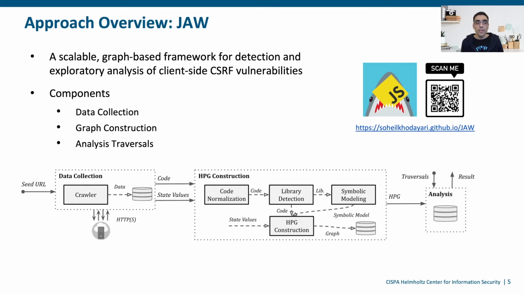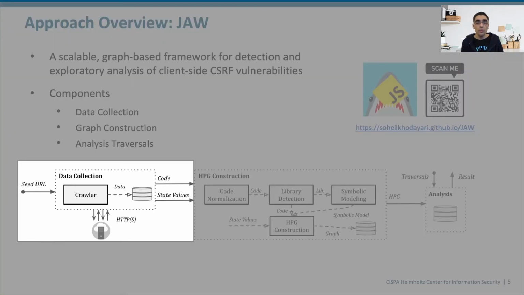At a high level, JAW is comprised of three components: data collection, graph construction, and analysis traversals. At the core of the data collection module is a Chrome-based crawler automated by Selenium that, starting from a single seed URL, crawls the application under test. The crawler is enhanced with a browser extension to collect a set of concrete values observed during the execution of the program, which we call state values. For example, network messages, dynamically fired events, and a snapshot of the global window object, such as window.document or simply the DOM tree. The data collection module will then output the state values and JavaScript code.